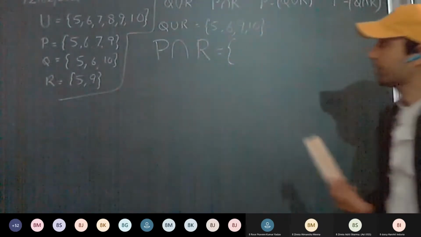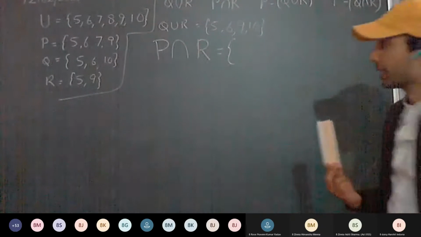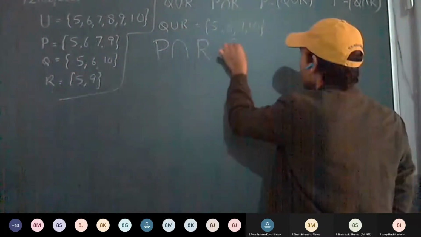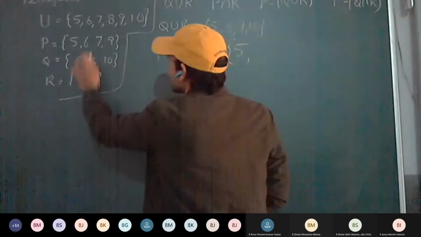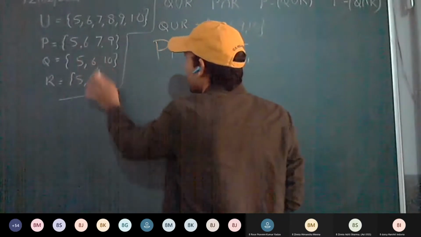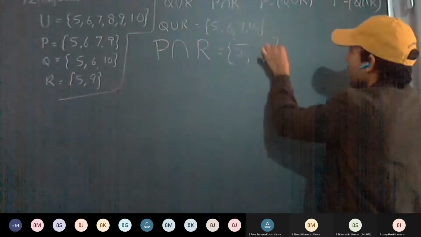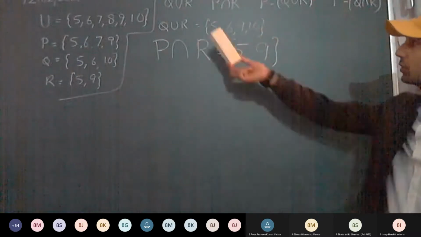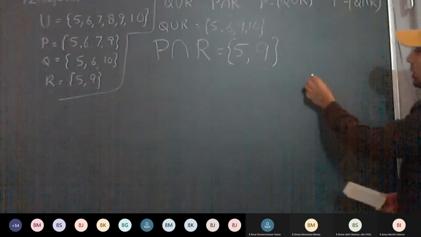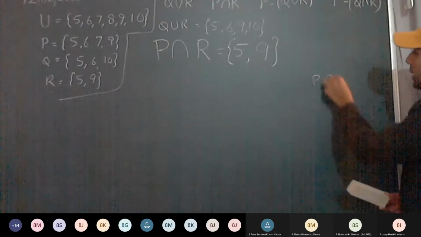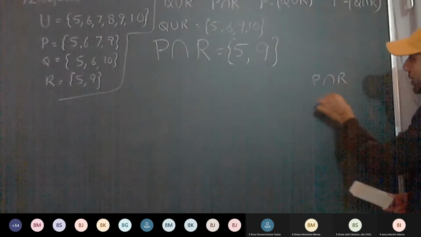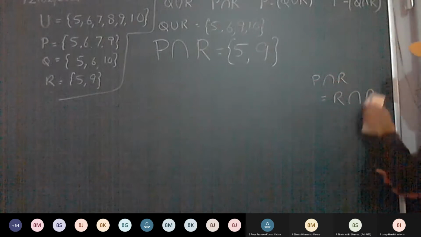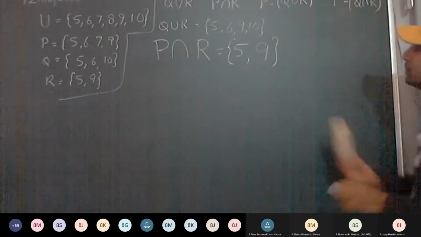P intersection R: common elements of P and R. 5 is common. 6 is not common, 7 is not common, 9 is common. So 5 and 9. P intersection R we got. Q union R we got. See here, P intersection R is the same as R intersection P. Commutative law. Always remember this one.